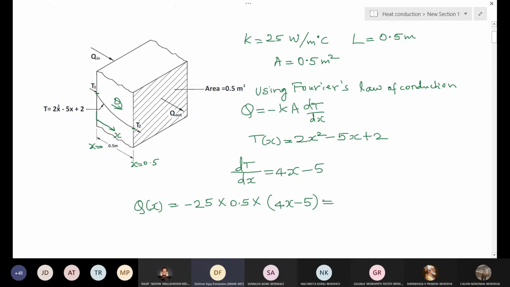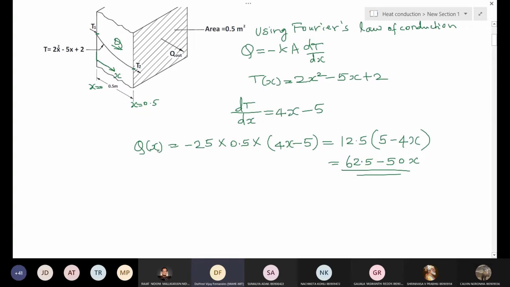Okay. So this is 12.5 and we have a minus sign there. So you can take it inside and write this as 12.5 into 5 minus 4x. You can simplify further. That is 62.5 minus 50x. So easily we got the rate of heat transfer as a function of x.